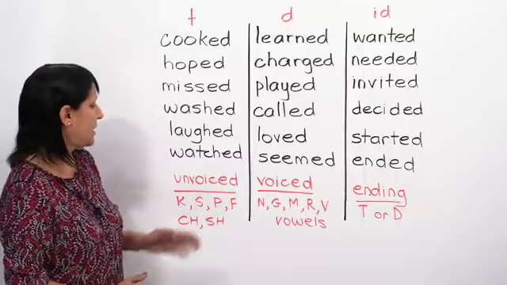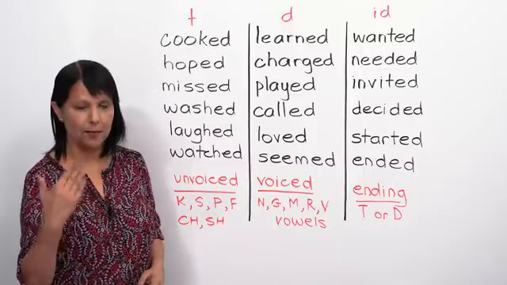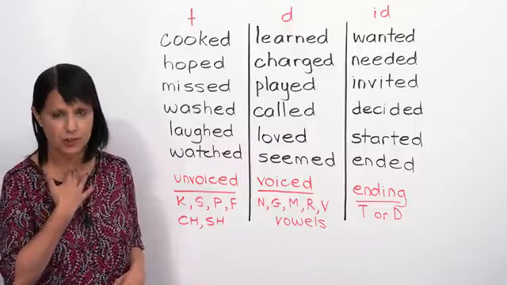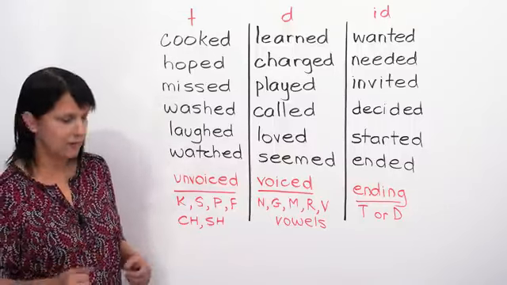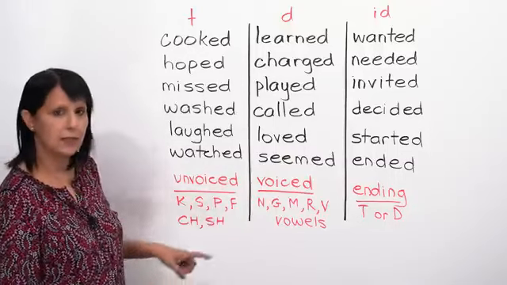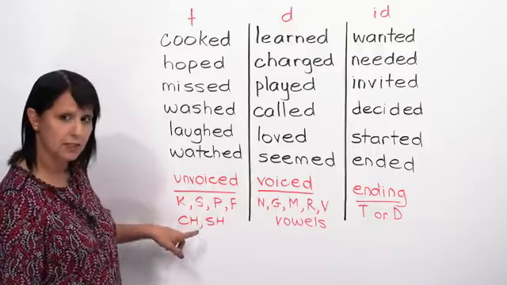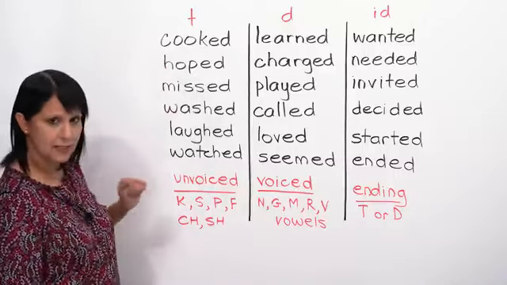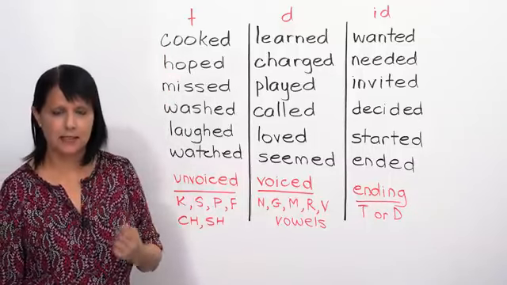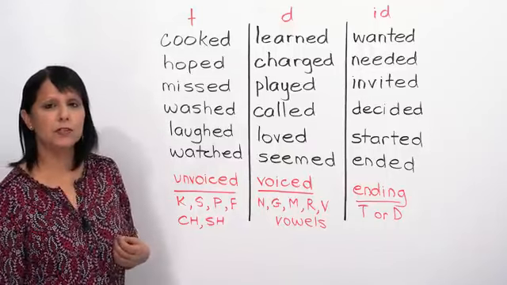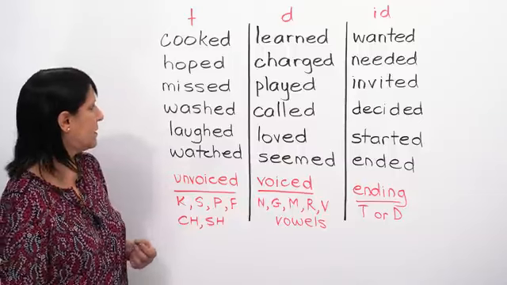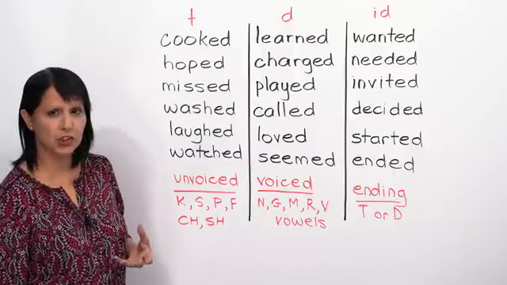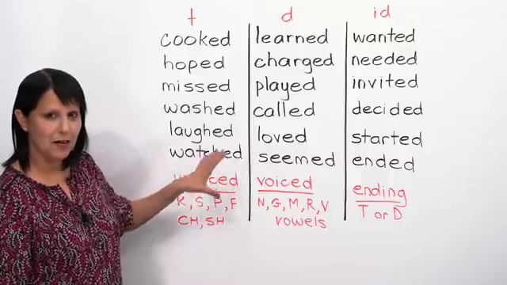Okay? Now, if the last sound at the base form of the verb is unvoiced, then that means that there's no vibration or almost no vibration when you say it. Consonants like those are K, S, P, F. Also words that end with a ch sound or sh sound. These are unvoiced. There's very little vibration. So for these kind of words, we have a T sound at the end. For example, cooked, hoped, missed, washed, laughed, watched. Okay? Got that?